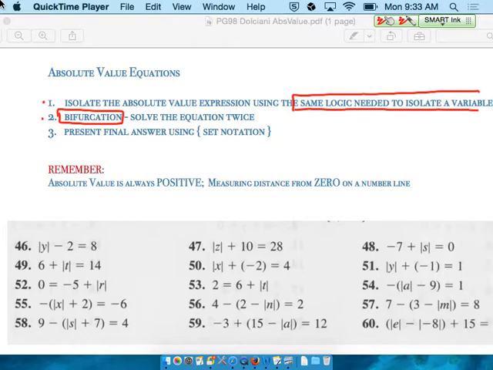And that process is actually called bifurcation. It does have a name, and we'll talk about this later whenever we study this unit in more detail. I would like for you to present your final answer using set notation with the braces.